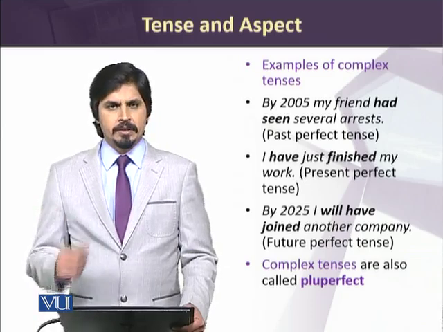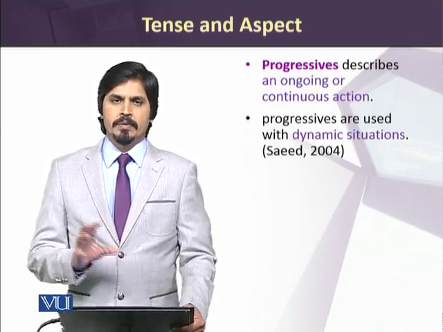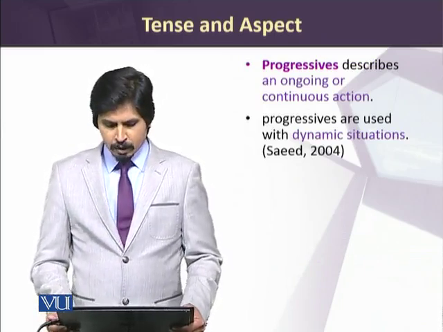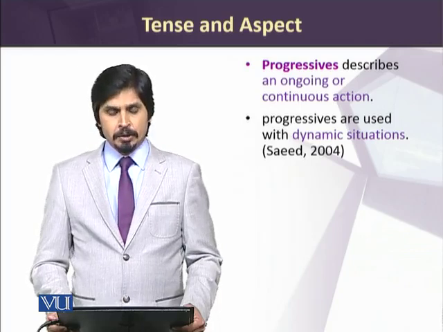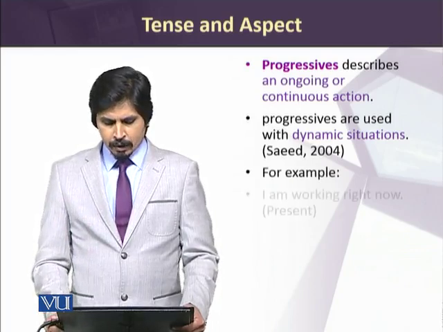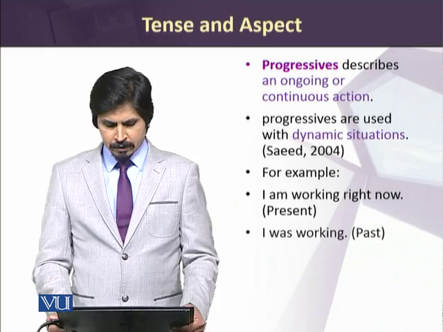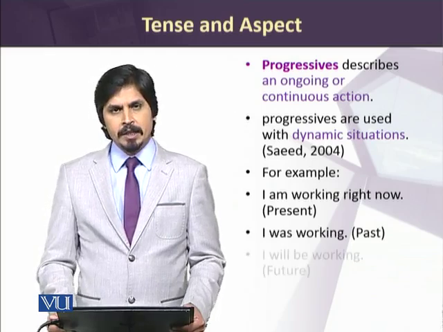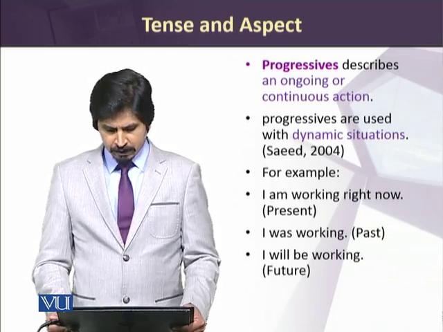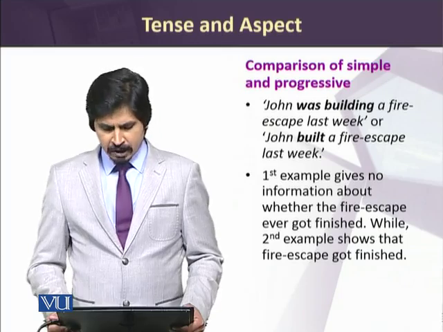This is a grammatical term. We also have a progressive, which reflects an ongoing continuous action. Progressives are used with dynamic situations in most situations. For example, I am working right now. This is present progressive. I was working. This is past progressive. And I will be working. This is future progressive.